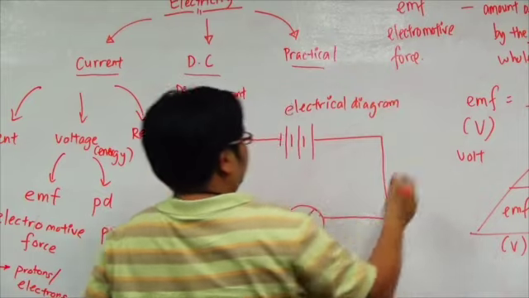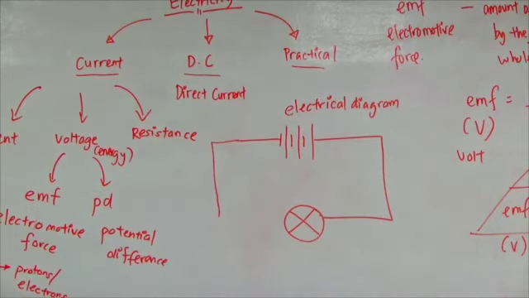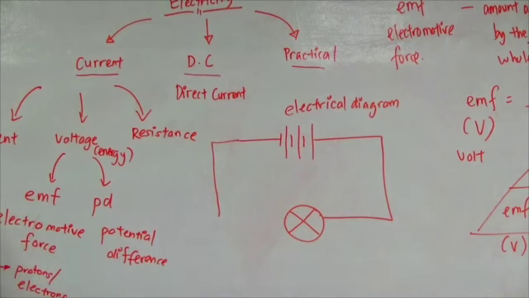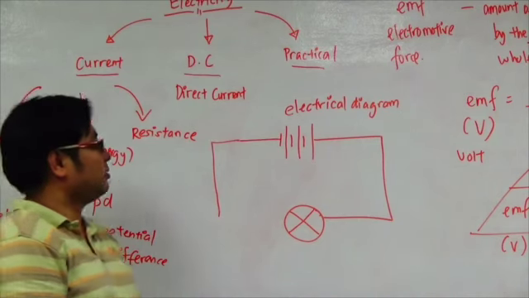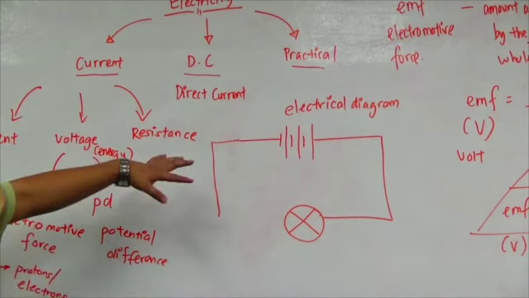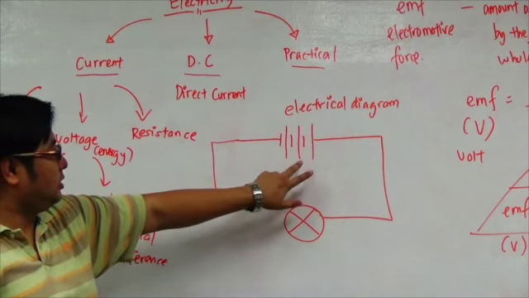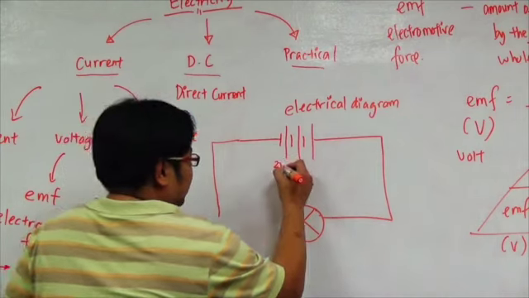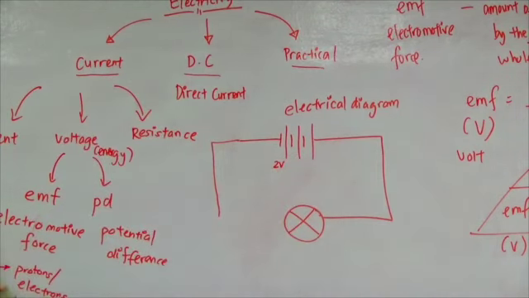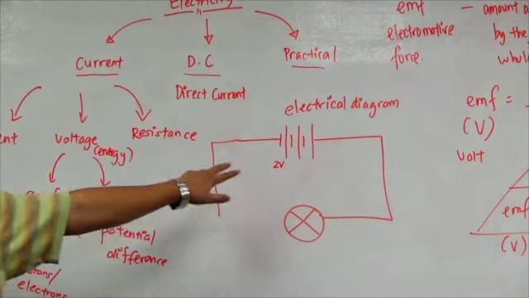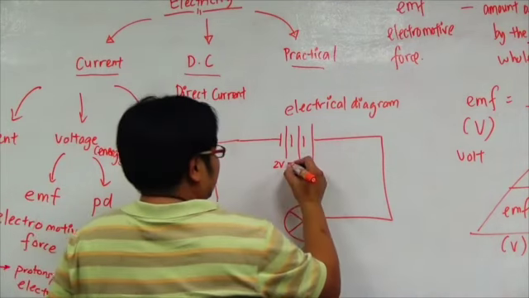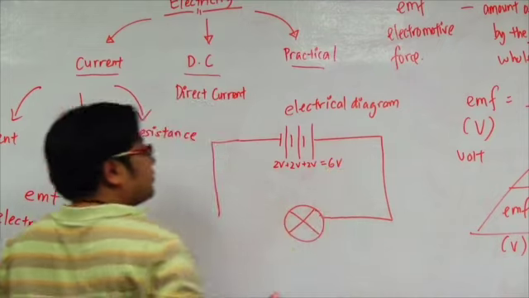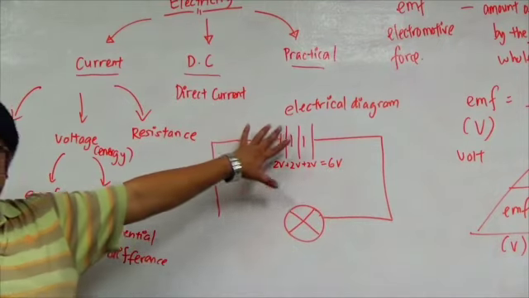I'm not too sure whether this is needed in the new world, but let's just learn it for the sake of O-levels for now. So in electrical diagrams, you have 1, 2, 3 cells. If one cell is 2 volts of energy, and there are 3 together, how many are there? 6 volts. 2 plus 2 plus 2, so the answer is 6 volts of energy here.